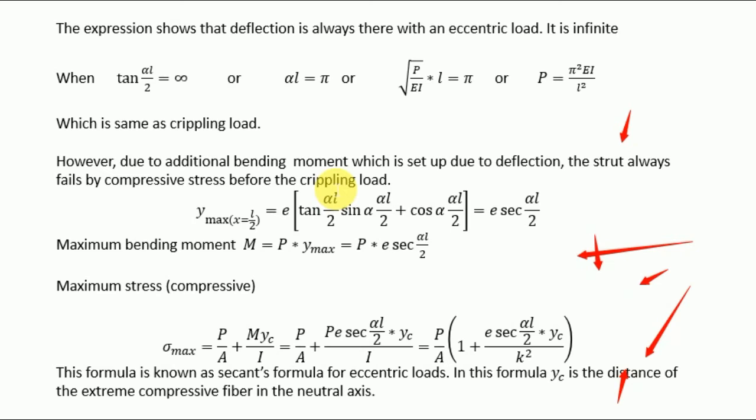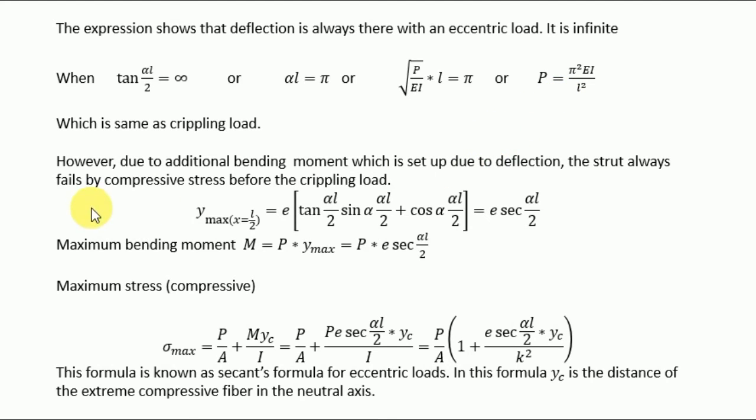It states that due to the eccentricity, there is always an additional bending moment. Due to this deflection, the strut is going to fail under compressive stress before the crippling load is achieved. That means, due to eccentricity in the strut, there is an additional bending moment in the beam or strut, and it fails before reaching its crippling load.